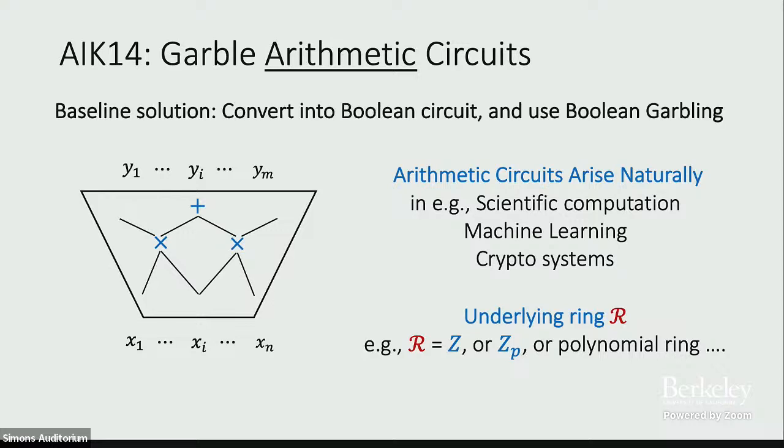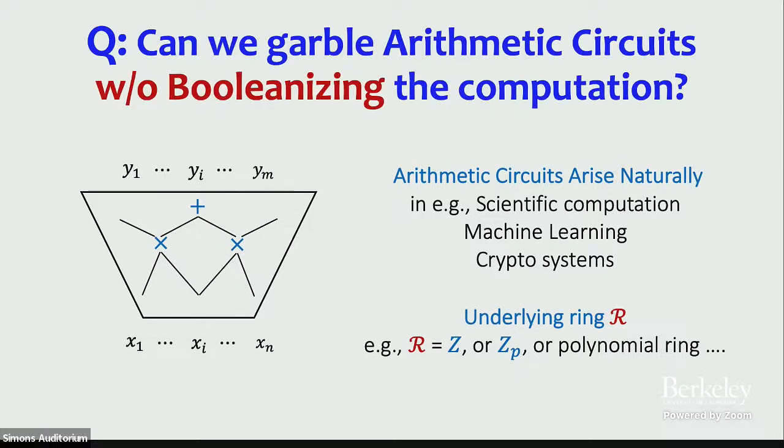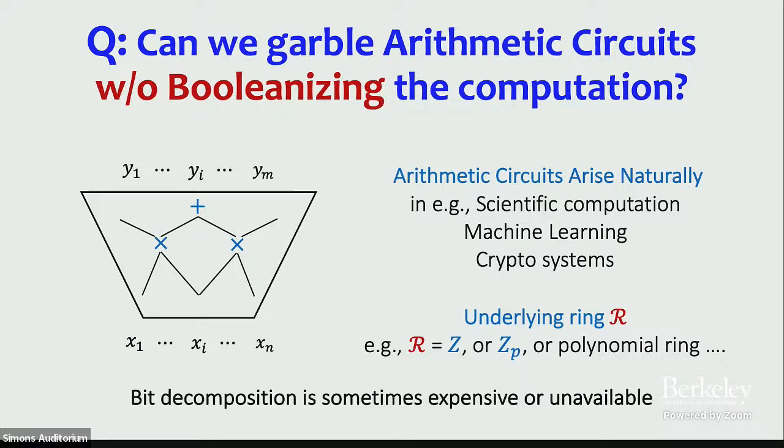There is a baseline solution when we look at arithmetic circuits, which is that we can always convert it first into a Boolean one and just apply the encrypted truth table method that we love and know. However, to deviate from encrypted truth table, I want to ask, or AIK asked, can we garble arithmetic circuits without Booleanizing the computation?